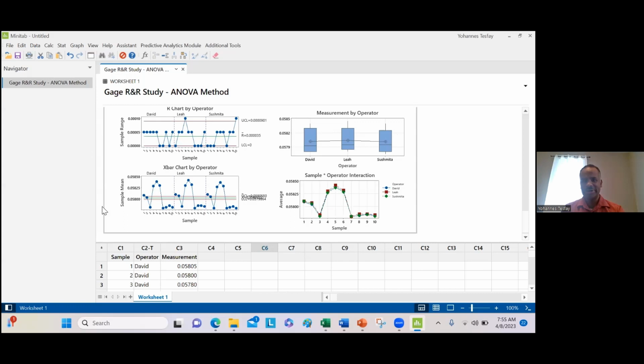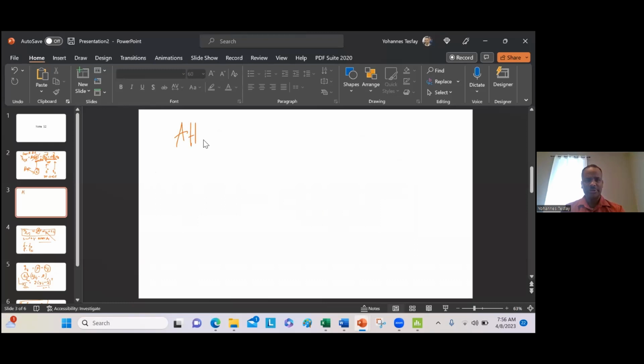So for today, attributes gauge R and R. So what attributes means is discrete. Gauge R and R. This is a scenario.